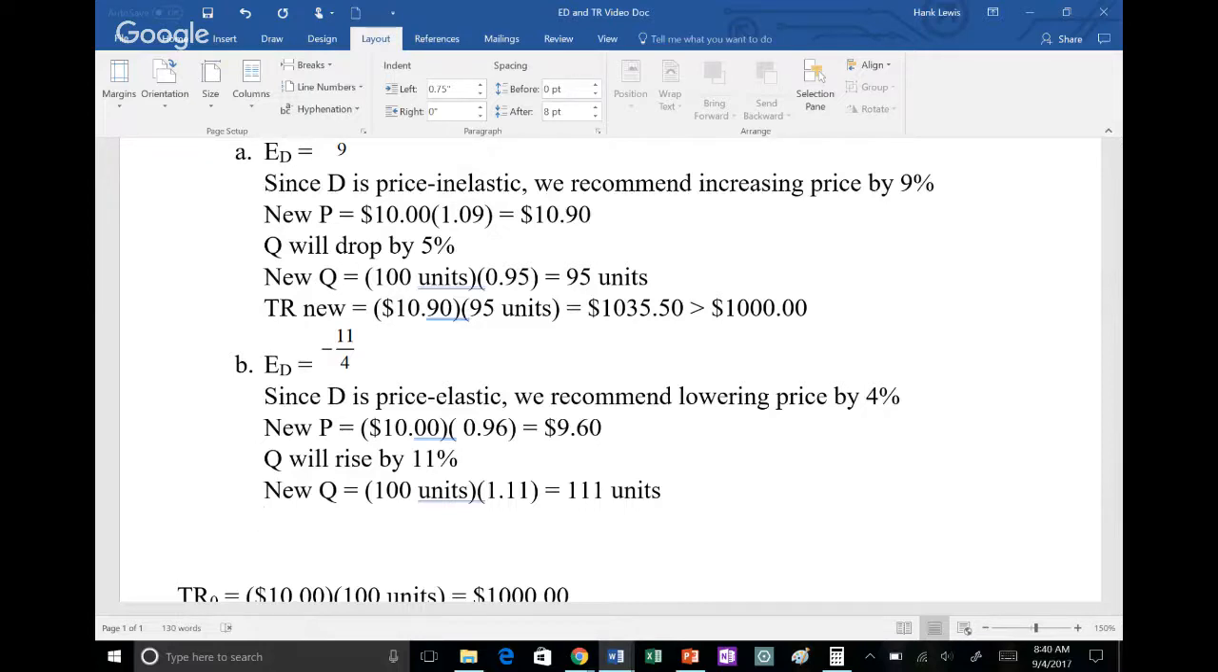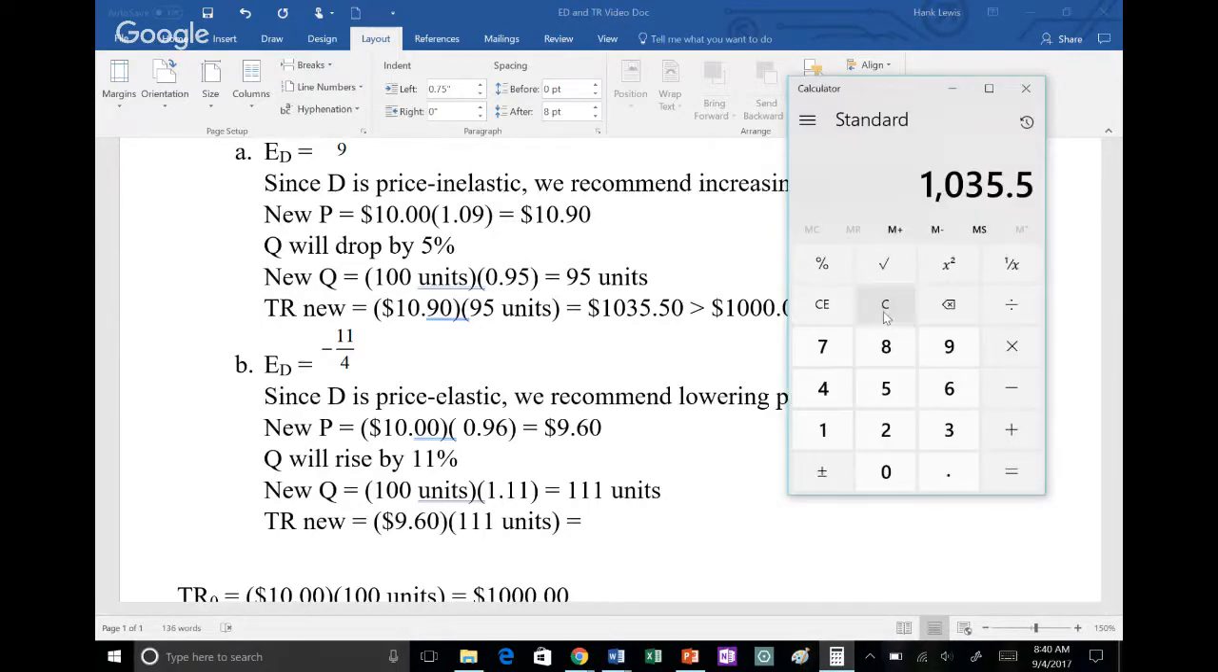So if this is the right thing to do, if lowering the price 4% will boost the revenue, the new total revenue will be greater than $1,000. And so let's take our new price times quantity is total revenue. That is the formula we learned earlier, $9.60 times 111 units. And again, I am not trying to reinvent the wheel here. I've got my calculator here for a reason. Let's clear that.